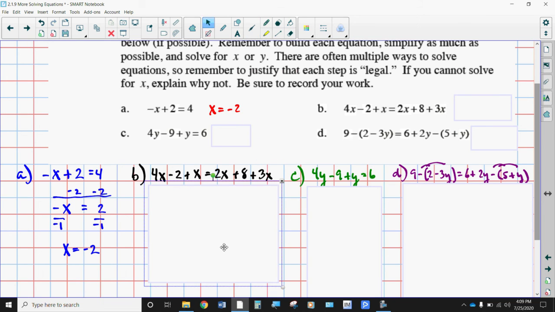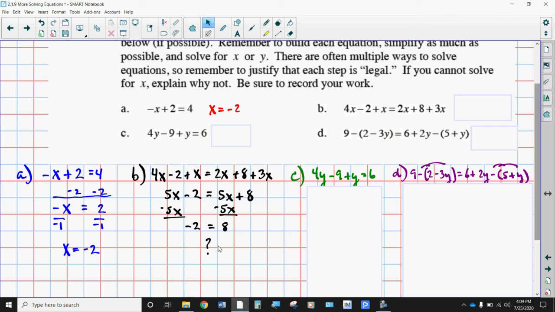Let's take a look at our work for B. And this is one of those situations where the variable cancels out, and you're left with a statement that's not true. -2 is not equal to 8. So that is a no solution.